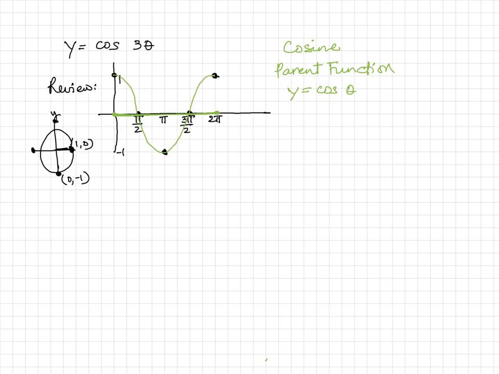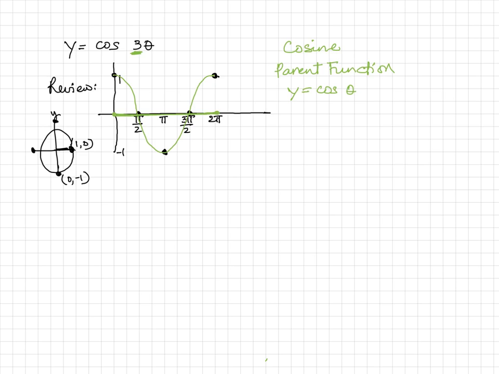Now our case here has a 3. In the original function, b is equal to 1, so the number of cycles in 2 pi is just 1. But here, in 2 pi, we will have 3 cycles. So that's what we need to graph, and there will be a difference from the parent function. Let me show that.